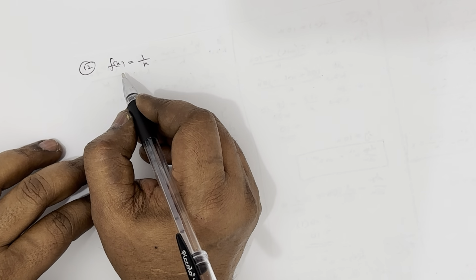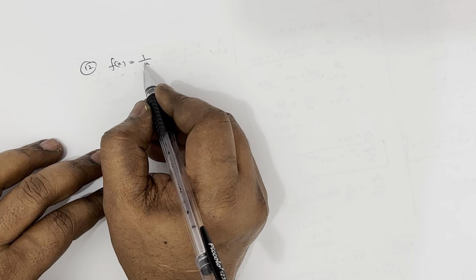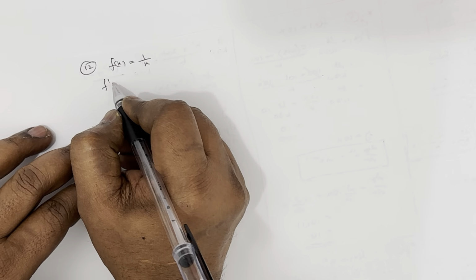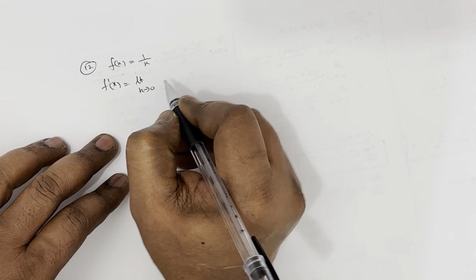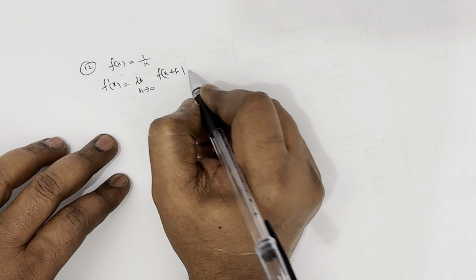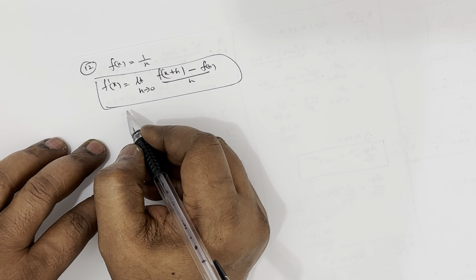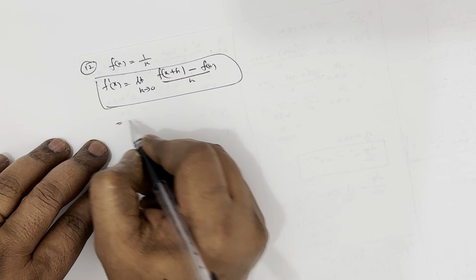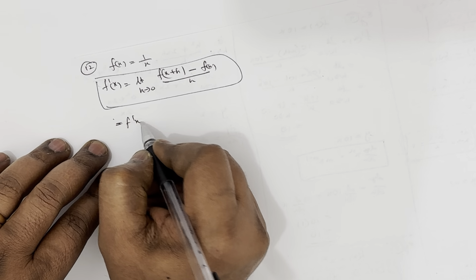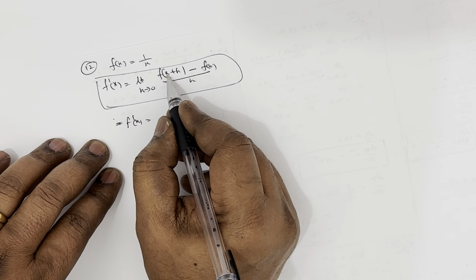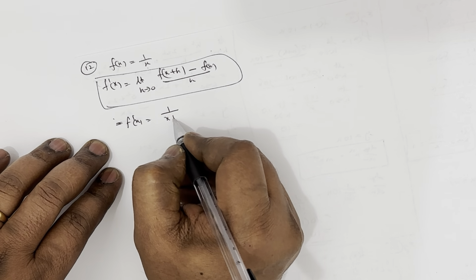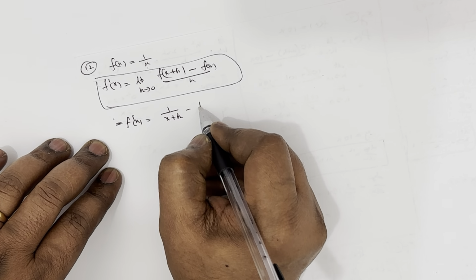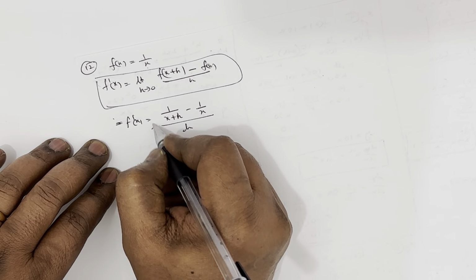The 12th one, f of x is equal to 1 by x, find the derivative of this function. So f dash of x is equal to limit h tends to 0 of f of x plus h minus f of x upon h. Okay, first principle of derivative. Then here, instead of x you have x plus h, so it will be 1 by x plus h minus the function as it is, 1 by x, upon h, limit h tends to 0.